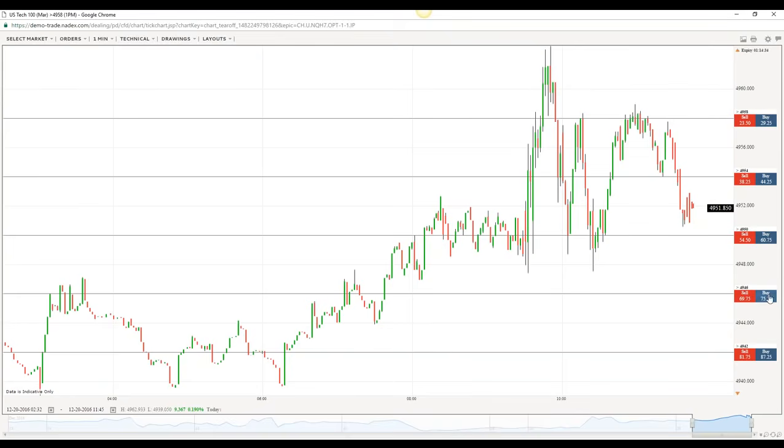I bought it for 75. If the market comes down and hits that strike price before expiration, what do we know approximately that binary will be worth?